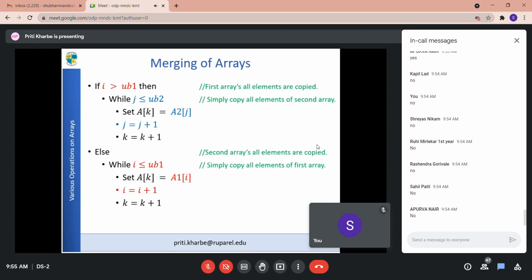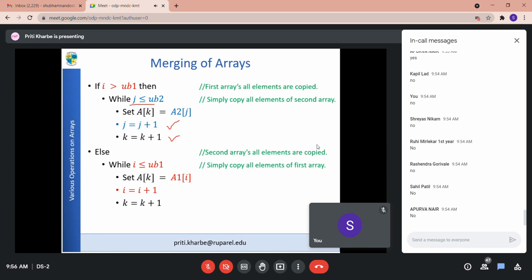Okay. So if i is equal to UB1, that is the case which we are handling right now. If i is greater than UB1, that means your first array's all elements are over. They are already copied. So now what to do? Simply copy the second array's all elements into the third array. That's why we are saying set A of k is equal to A2 of j, increase value of j, increase value of k. लेकिन ये कब तक? जब तक आप सेकेंड एरे के एंड में नहीं पहुंचते. सो हाउ यू राइट सेकेंड एरेज एंड? j less than or equal to UB2.